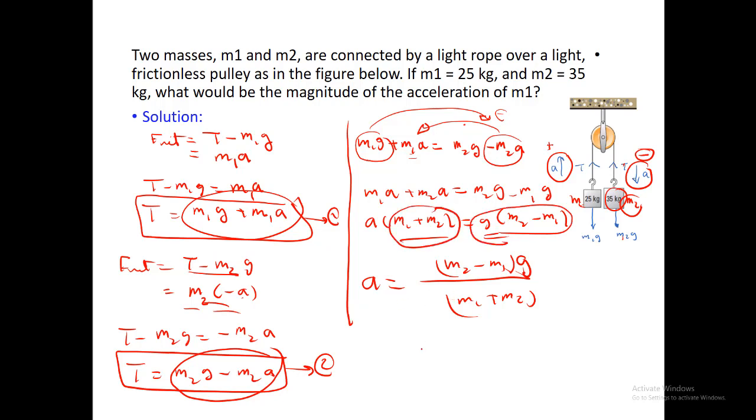And we have all these values. M2 is the 35, minus 25, divided by 25 plus 35. The whole is times 9.8. That should end up with something like 1.65 meters per second squared.